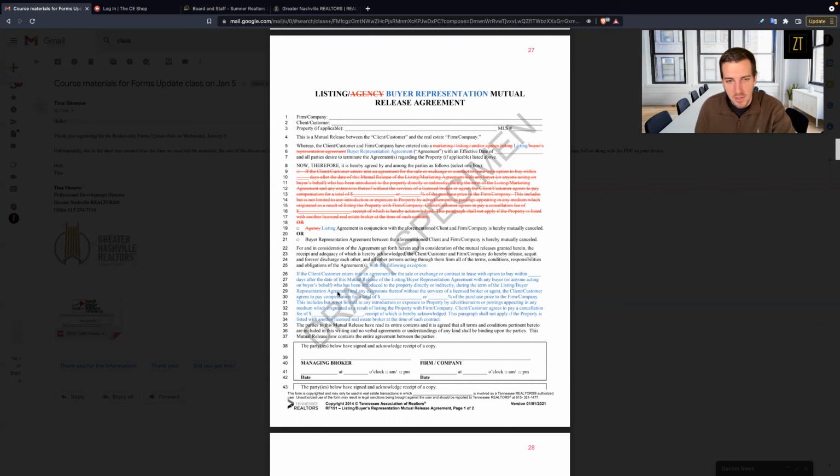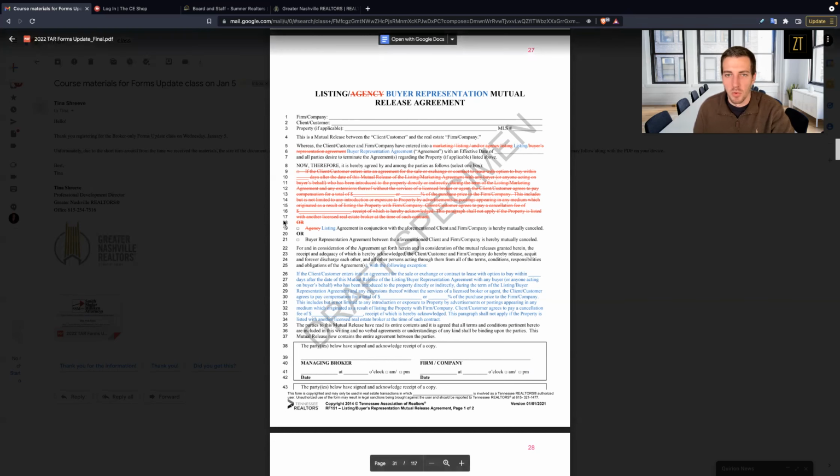And then they just deleted this paragraph here and put it here with some cleaner language. But basically, this is your carryover clause. So for example, if you're representing a buyer, you show them a home they love, then they cancel on you the next day, you might still be entitled to compensation with this paragraph. So go ahead and read this, make sure you're aware of it, but they've just cleaned up this form.